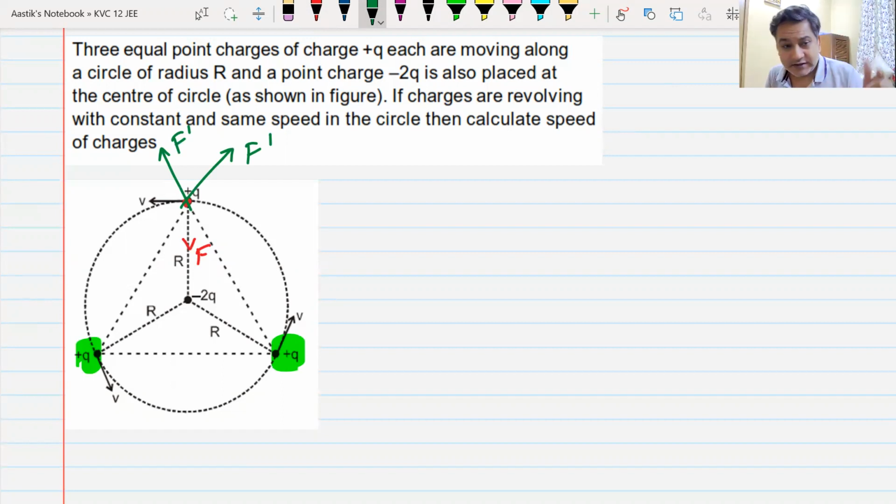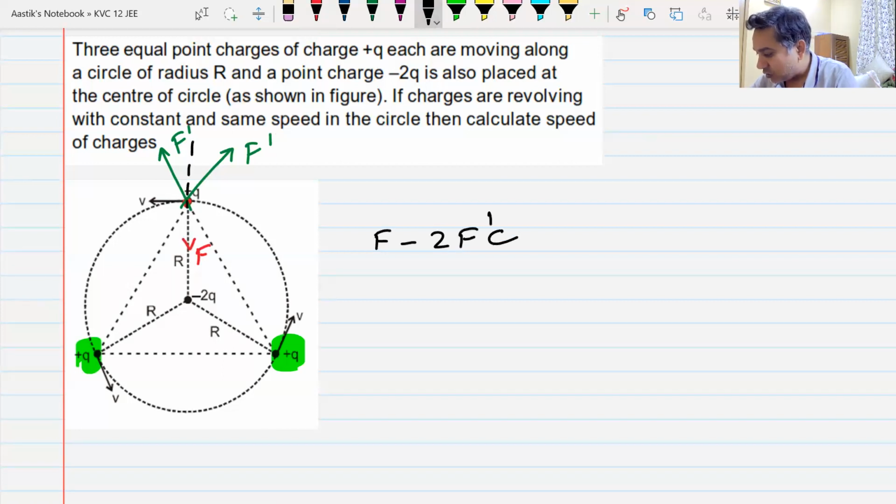So what will be the net force? Now you can find this net force in a variety of ways. We have done this question before. Equilateral triangle, you found out the net force. The only thing here is there is one more force coming in the downward direction. What is the centripetal force? The centripetal force experienced by this will be F minus 2 times F cos 30.